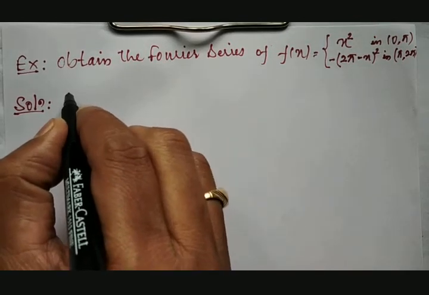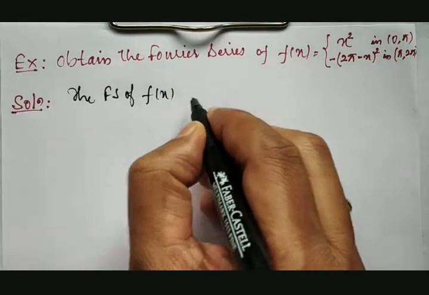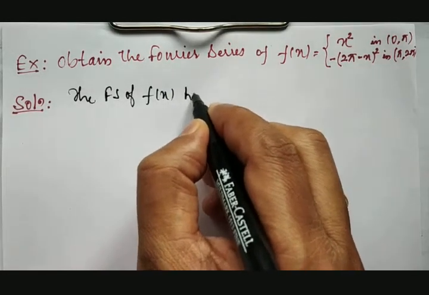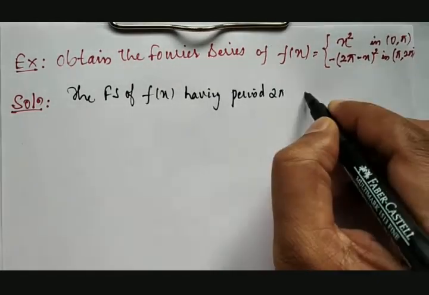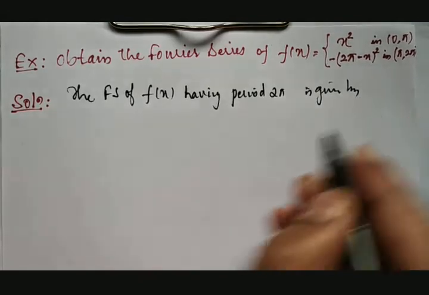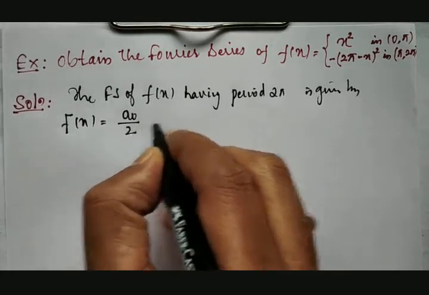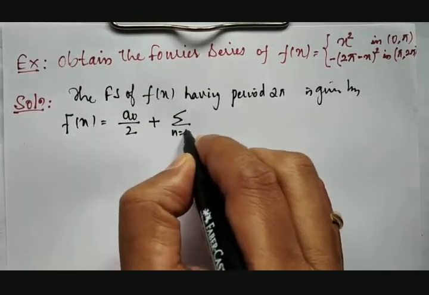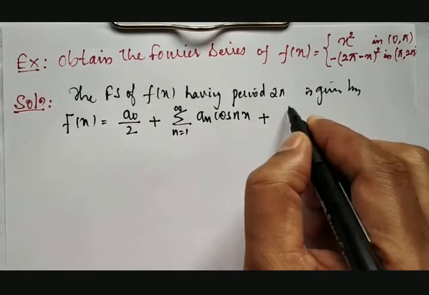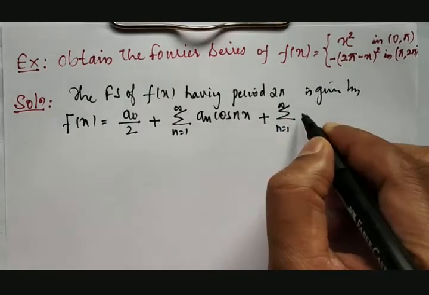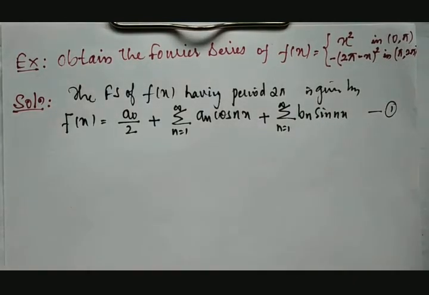First, we write the Fourier series of f of x, which is having a period 2 pi, is given by f of x is equal to a naught by 2 plus summation from n equal to 1 to infinity of an into cos nx plus summation from n equal to 1 to infinity of bn into sin nx. I will be calling it equation number 1.